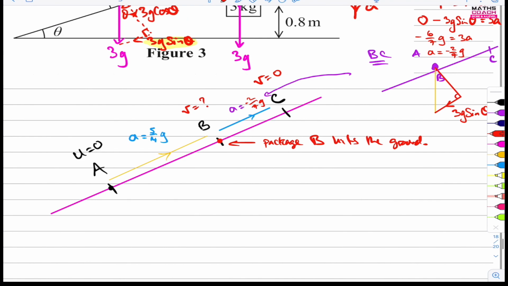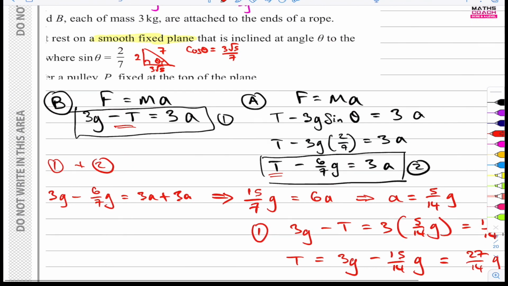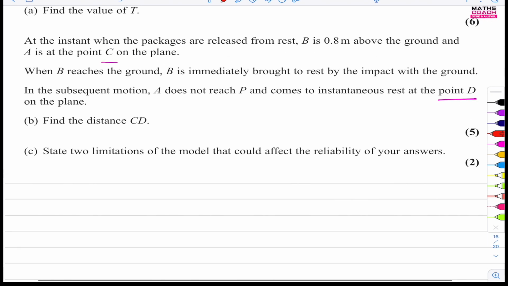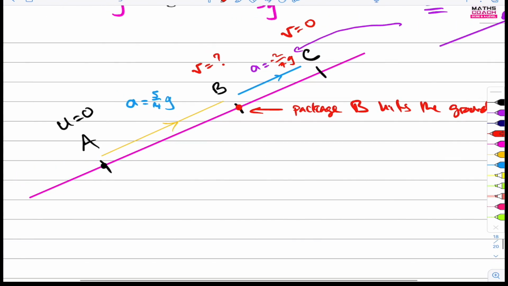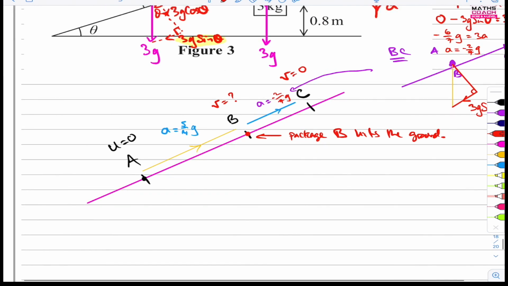All right, so what we're asked to work out is the distance from C to D. To work out the distance from C to D, we need to work out the speeds of the package between C and D. At C, we know that it's equal to 0, so it comes to rest. We need to work out the speed that package A acquires as it moves from A to B. So the speed at B would be the speed that B hits the ground with. That's the same speed that A acquires during that motion.